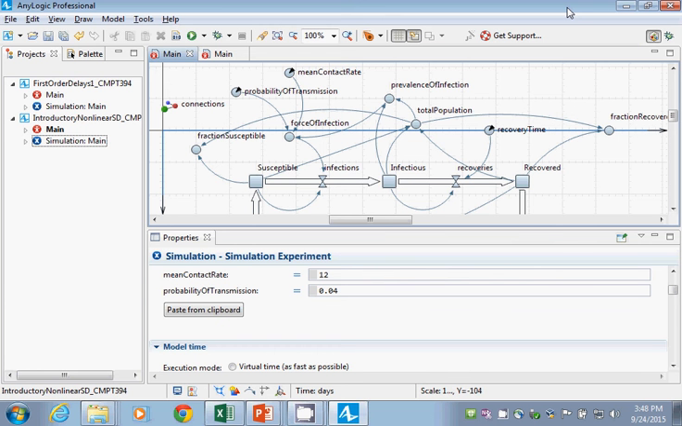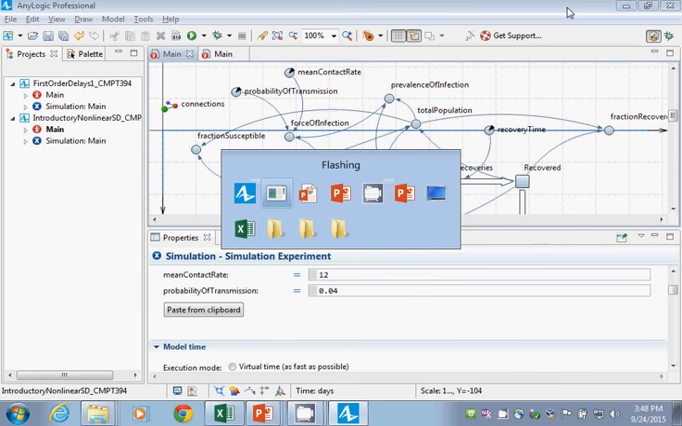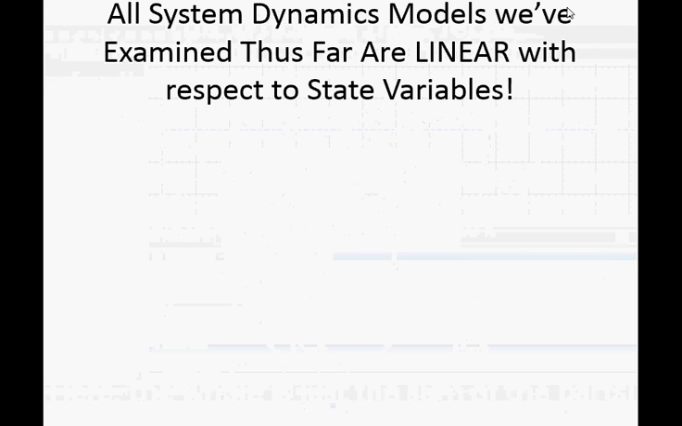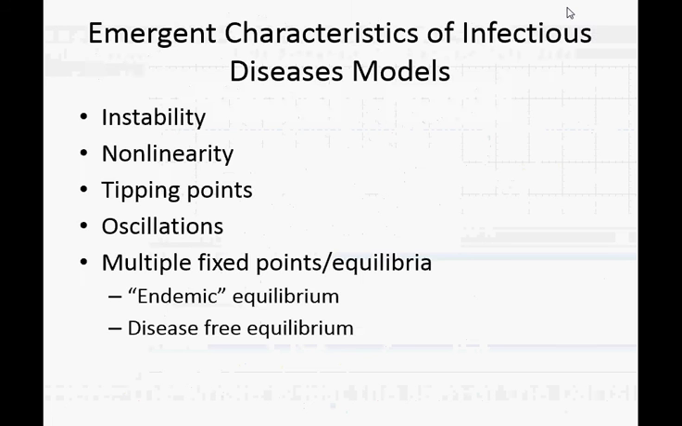So all previous system dynamics models we had examined were linear with respect to state variables, but this one is not. And when we introduce this nonlinearity, ladies and gentlemen, as I say, it makes all the difference. It leads to instability. It leads to tipping points. It leads to oscillations and multiple fixed points in equilibrium, multiple states of balance that it can be in that are completely different. And this instability is something we see writ large in many areas.